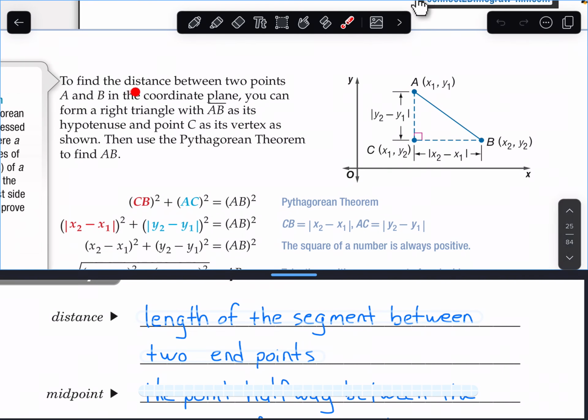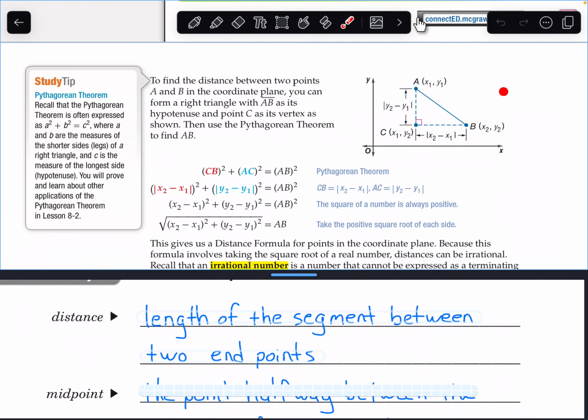To find the distance between 2 points A and B in the coordinate plane, you can form a right triangle with segment AB as its hypotenuse and point C as its vertex as shown. Then use the Pythagorean theorem to find distance AB. And this is a lovely example and a lovely explanation of the origin of the distance formula they will give here in a second.